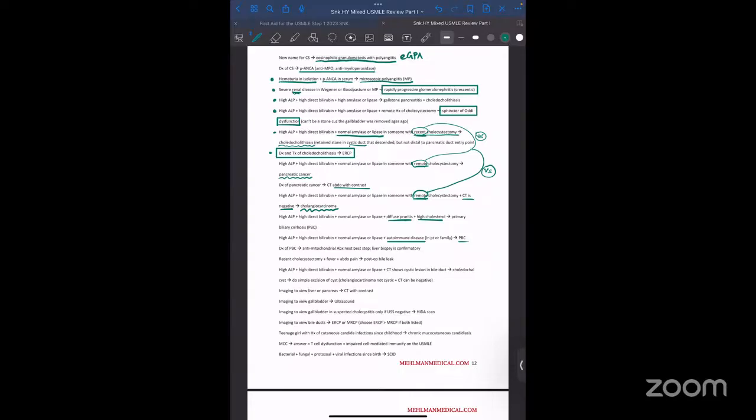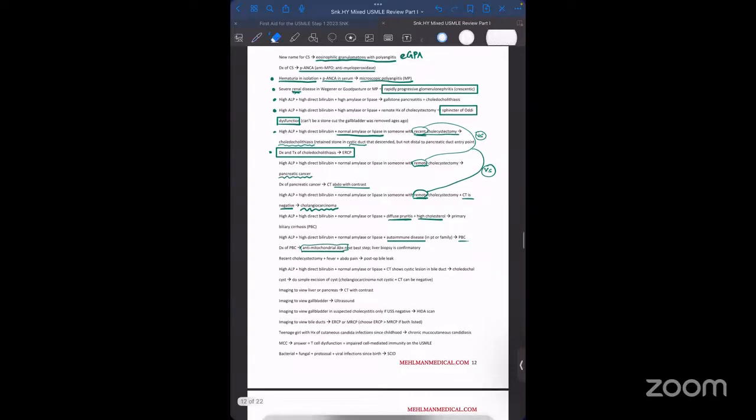Diagnosis of PBC is anti-mitochondrial antibodies. Antibodies is the next best step, okay. But liver biopsy is confirmatory. So we have to be careful. What are they asking? If it's the next best step, then it is antibodies. If it's confirmatory, then it is liver biopsy.